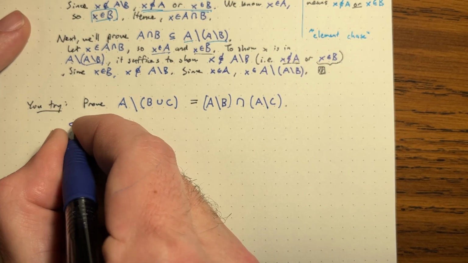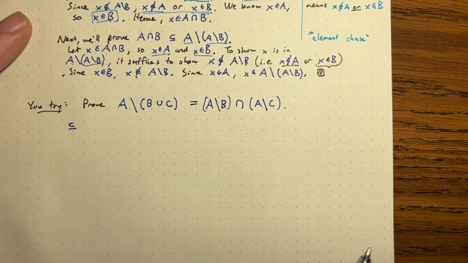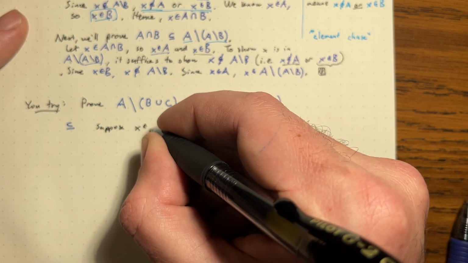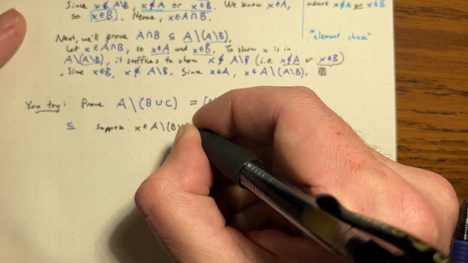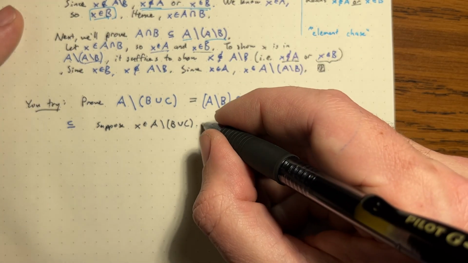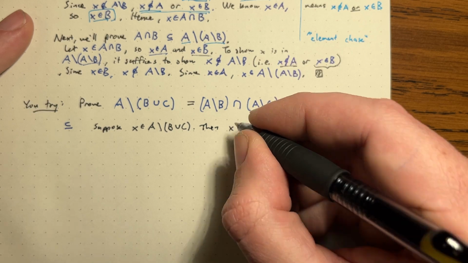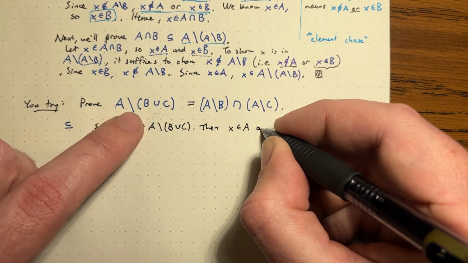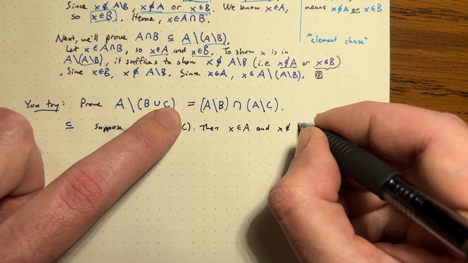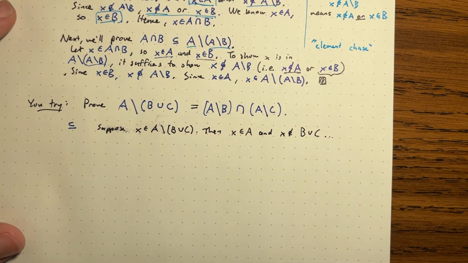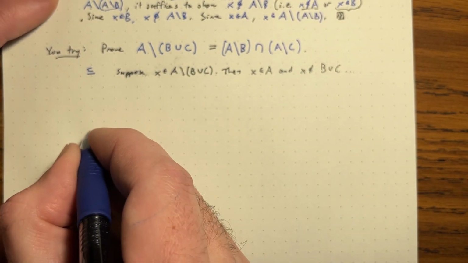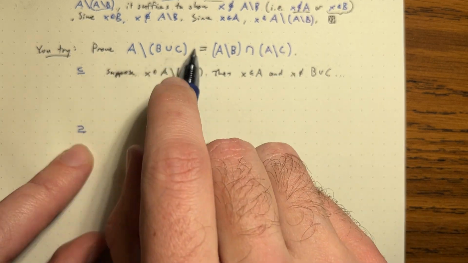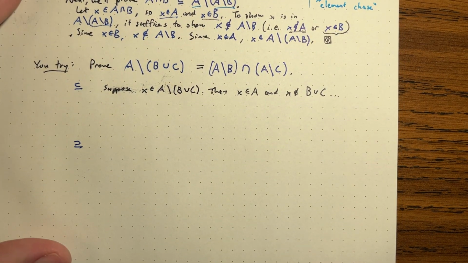Maybe I'll just outline the argument. So first you need to show this inclusion, and that would start by supposing x is in this thing. Here I'll even write the next sentence. So then what does it mean? It means that for x to be in this, x is in A and x is not in B union C, etc. So you can try to fill in that. And then that'll be half of the proof. The other half, you'll show that starting with an arbitrary element here, you're contained in there. So that'd be a good one to try.